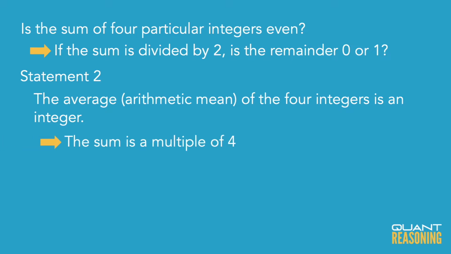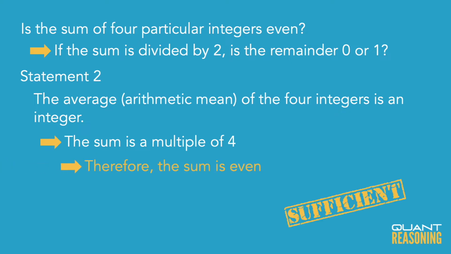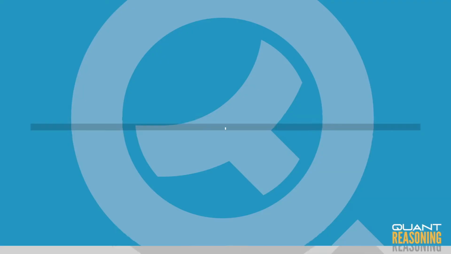So we can infer from statement 2 that the sum is a multiple of 4, and of course if it's a multiple of 4, then it's even. So it turns out that statement 2 is also sufficient on its own, and therefore the correct answer is D.